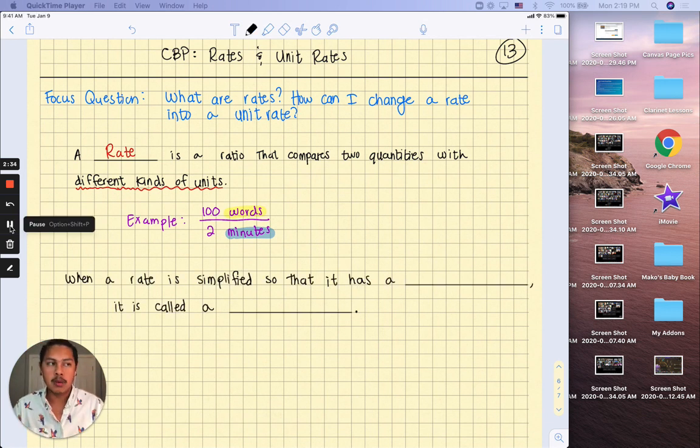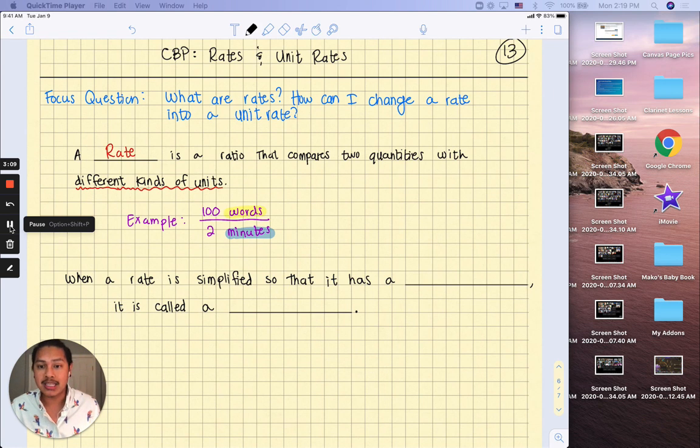All right, I want you to pause the video and write this next sentence down. When a rate is simplified so that it has a blank, it is called a blank. Now, remember in our last lesson, we're able to take ratios and change them into equivalent ratios, right? We can either make them bigger by multiplying, or we could make them smaller by dividing both of the numbers, okay? So in this case, we're going to be simplifying our rates or our ratios.